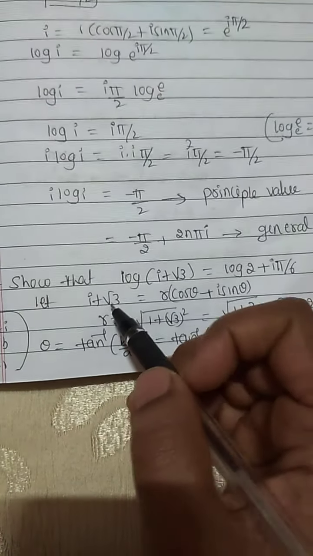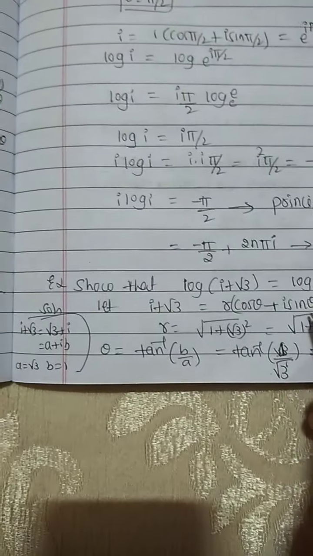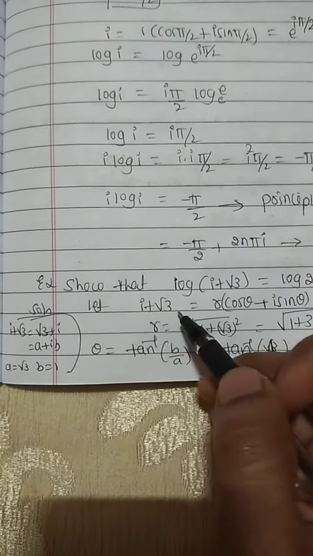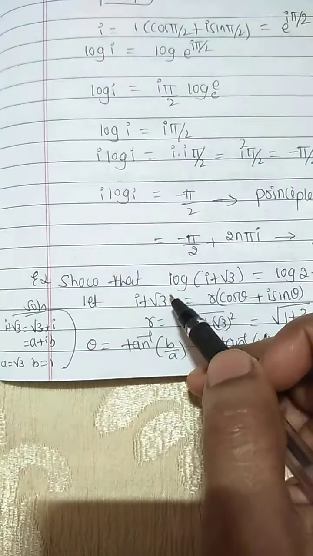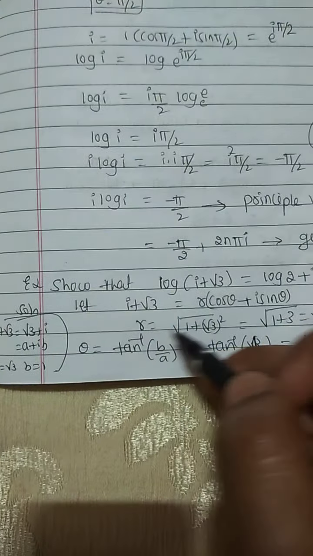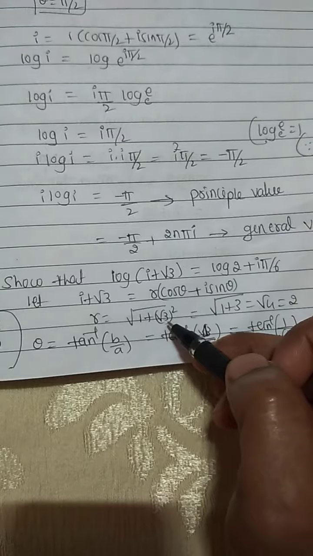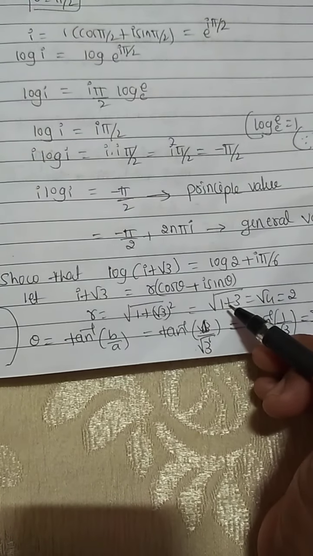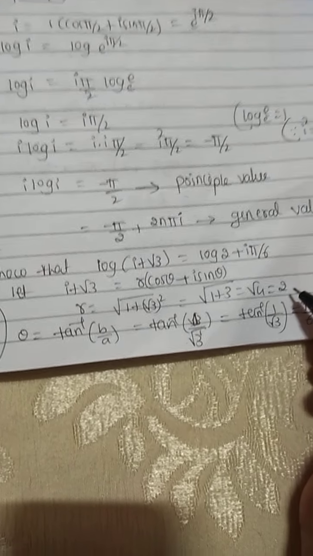Next example, show that log of i plus root 3 equals log 2 plus i pi by 6. i plus root 3 can be written as r cos theta plus i sin theta. This is not in the form of a plus ib, so this can be written as root 3 plus i. a value root 3, b value 1. r equals square root of a square plus b square. 1 square is 1, root 3 square is 3, 1 plus 3 is root 4 equals 2.